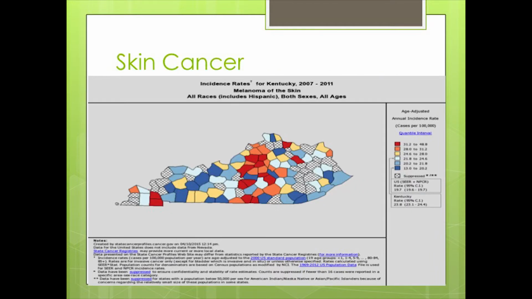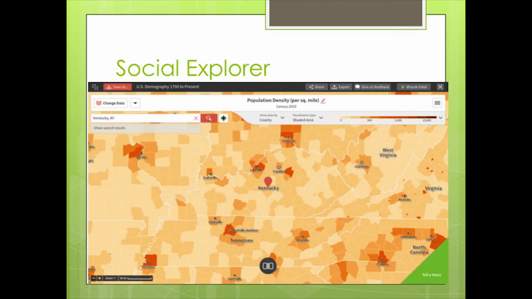The final map that we did was for skin cancer, and this map was very inconclusive because it had a lot of suppressed data. However, it showed in central Kentucky there was a high incidence rate, which was much different from the other two. We then went to Social Explorer, and this map shows the population density.